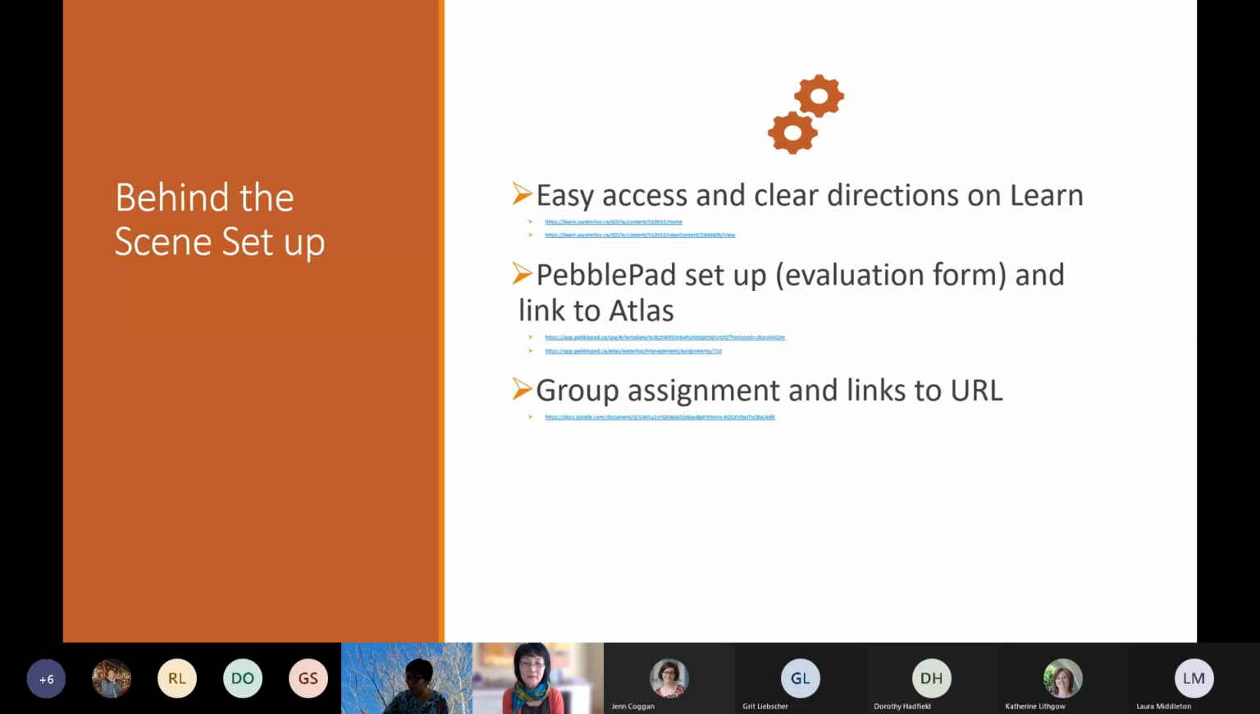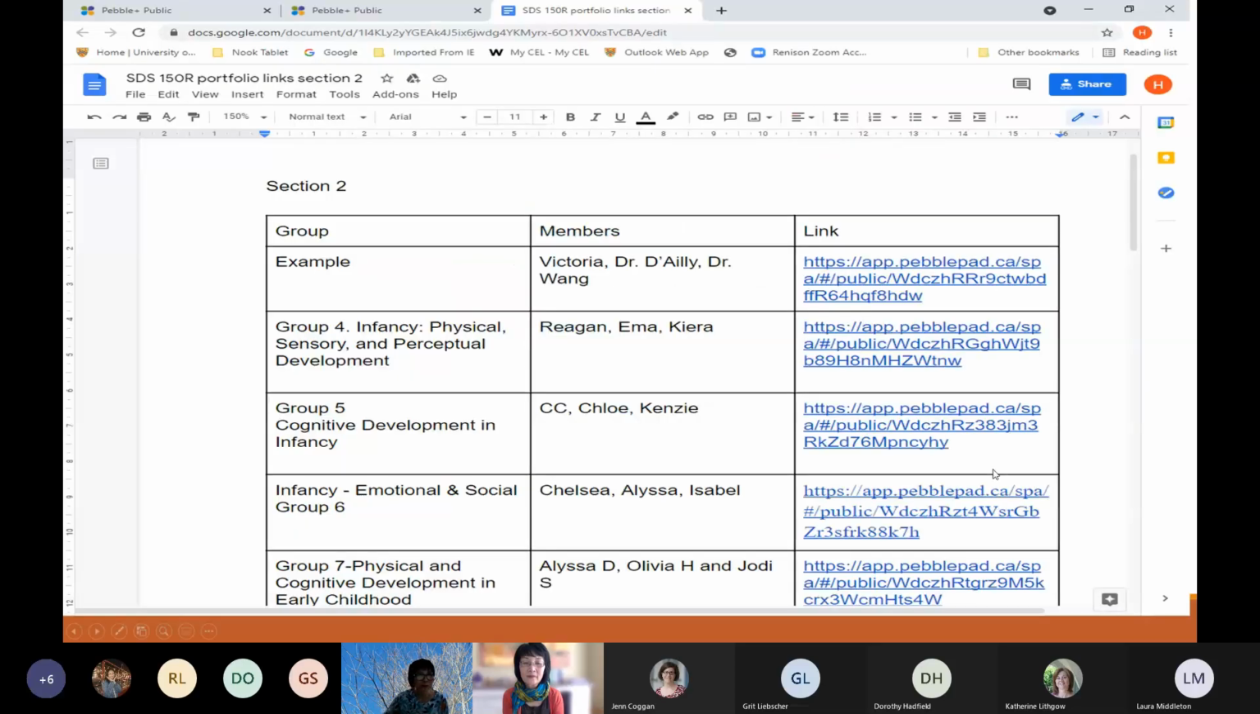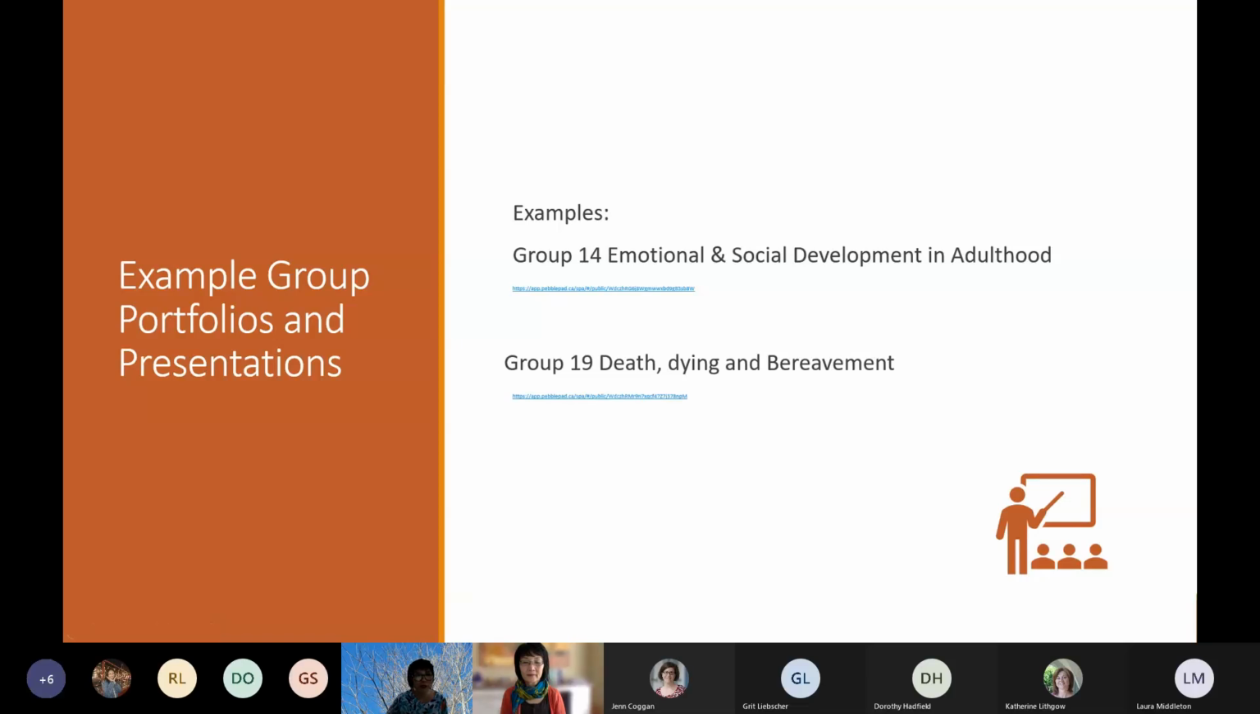Now for the group assignment and links to the student presentation, Victoria came to our class and set up this Google Doc document. We put a table together, and right there in class, students formed their groups and we shared this document with the whole class. They put in their group name, and right away created a link to their portfolio, so the whole class can access their portfolio. This was done the first day in class, and right away put on Learn for everybody to access.